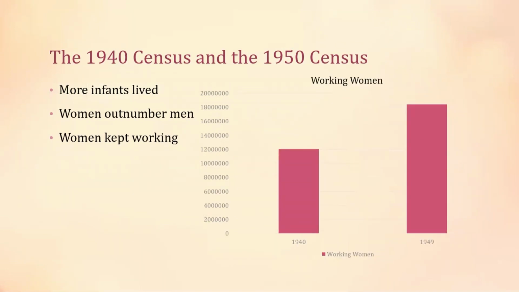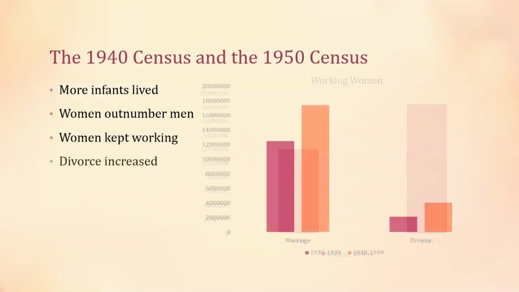It is important to put our ancestors into historical context, which is what these statistics help us see going into the 1950 census. Divorce increased. Marriage increased too, and you can see that with that orange line with the marriage. And then you look at divorce and you see that it looks small.